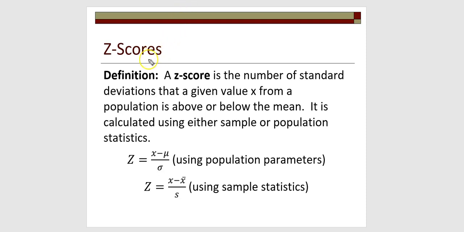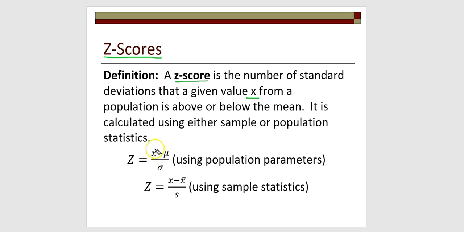In this lesson, we're going to consider z-scores and percentiles. For our first definition, a z-score is the number of standard deviations that a given value x, taken from a data set, is above or below the mean of that data set. It's calculated using either the sample or population statistics. Here's how we calculate it.